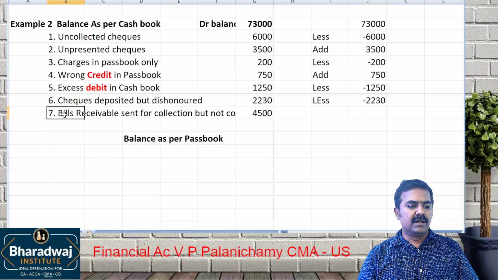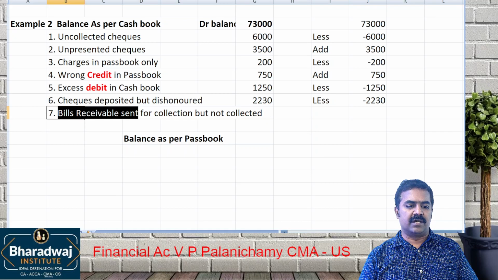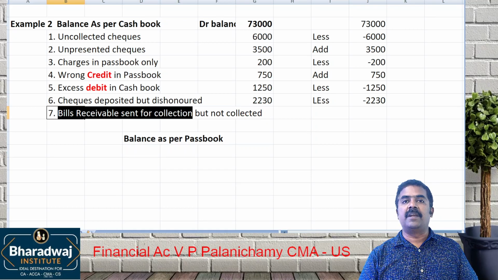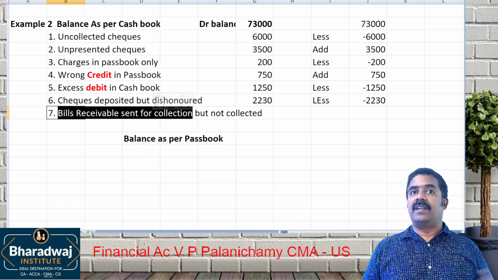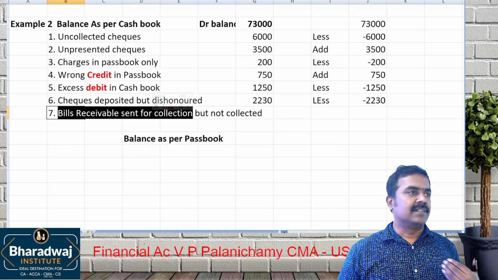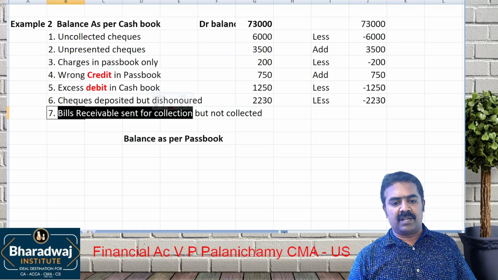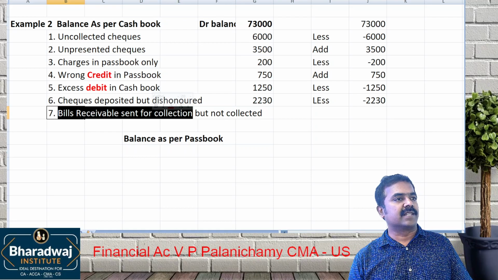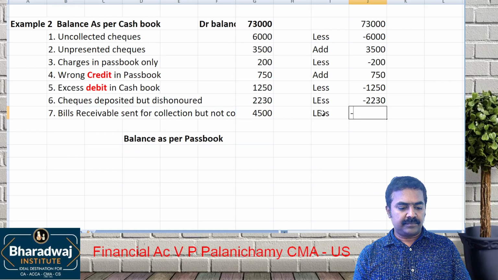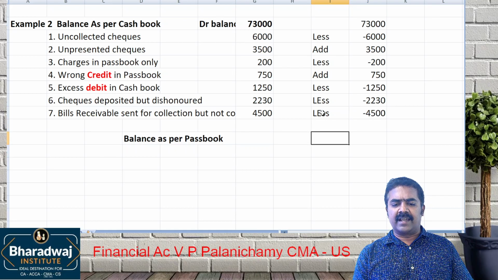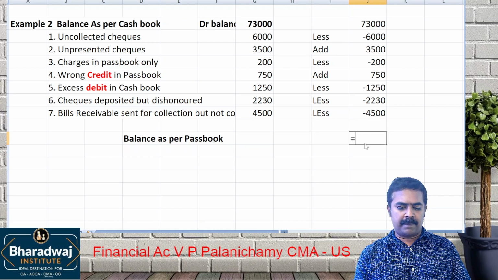Then bills receivable sent for collection. While sending the bill for collection, we would have added. It is not a payment, it is a receipt. Bills receivable is a receipt. We would have added, whether the banker has added, no. What to do? Less 4,500. We have added, the banker has not added, so minus it.